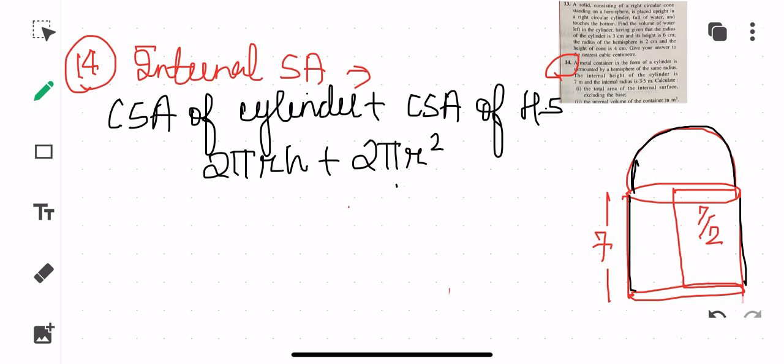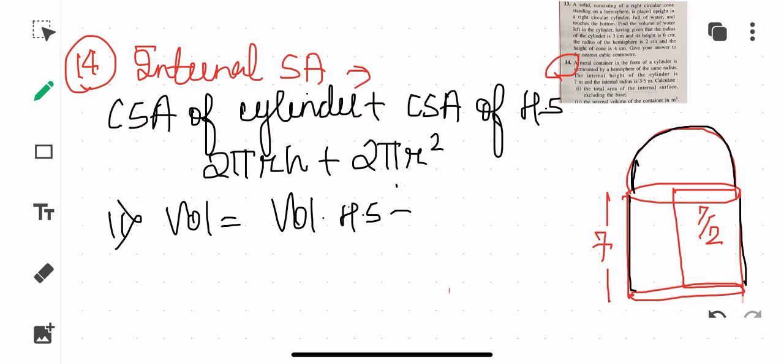but since they are not asking the base, you will be just using this formula. Now in the second sub question, they are asking the internal volume of the container. So what will be the volume of container equal to, children? You will be writing volume will be equal to volume of hemisphere plus volume of cylinder.